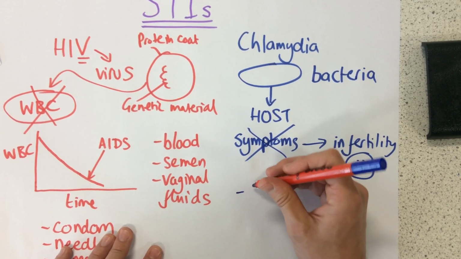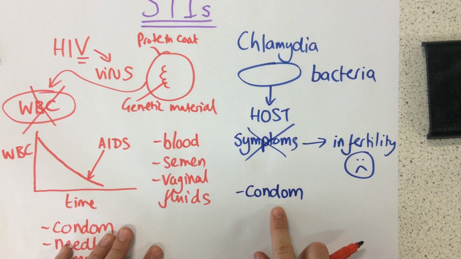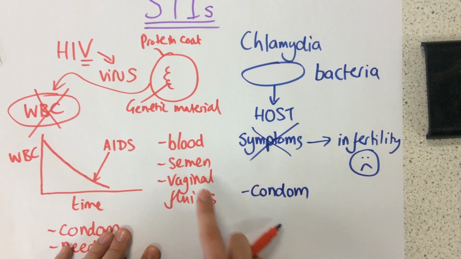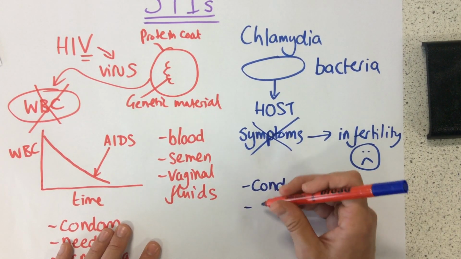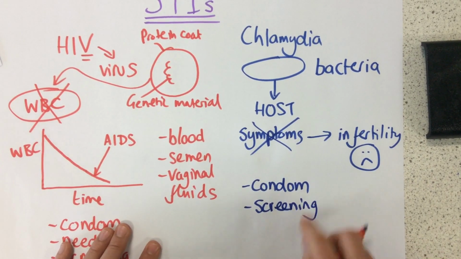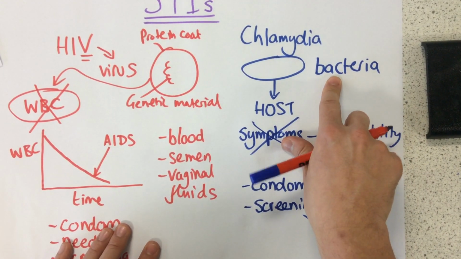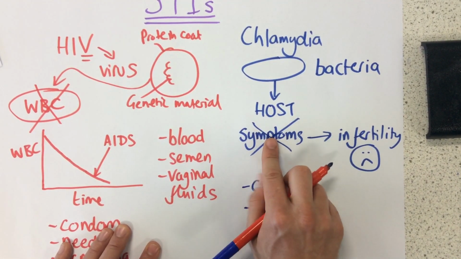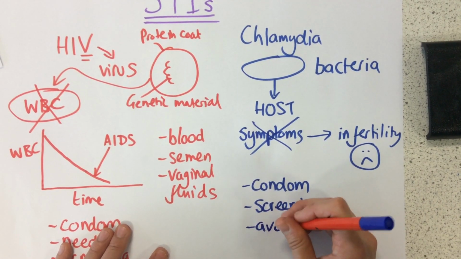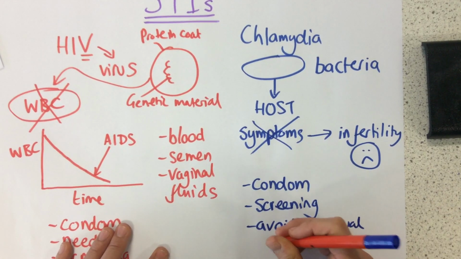So how can we stop it from spreading? Again, use a condom during sexual intercourse, because this is a very good mechanism to make sure the bodily fluids are not being shared. Screening process. Again, it's important to go to a sexual health clinic, because if you've got chlamydia, it's quite easy to get rid of it with some antibiotics, but you need to know that you've got it because it's symptomless. And also, another option, I guess in both of them, is avoiding sexual contact altogether.